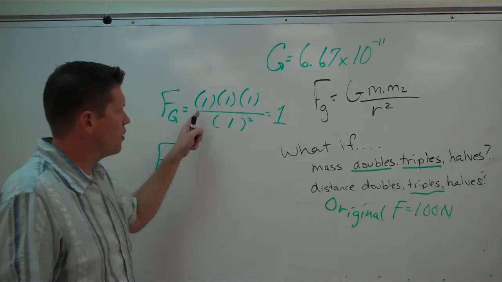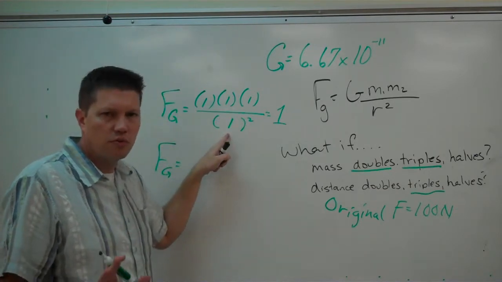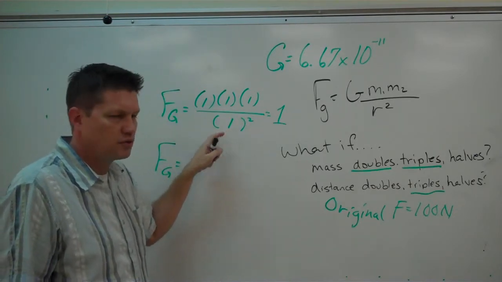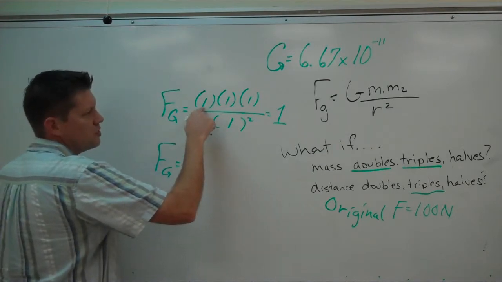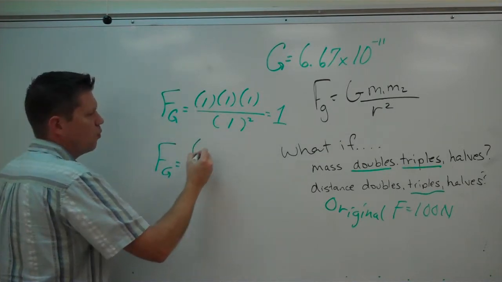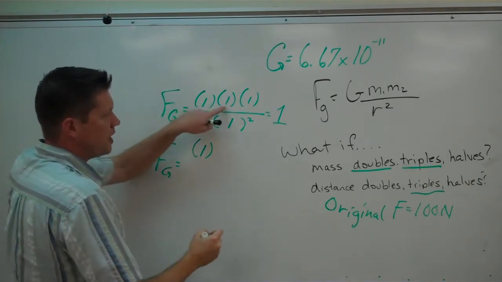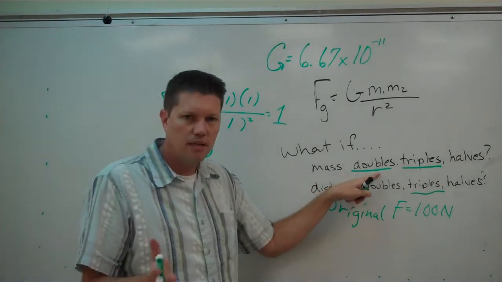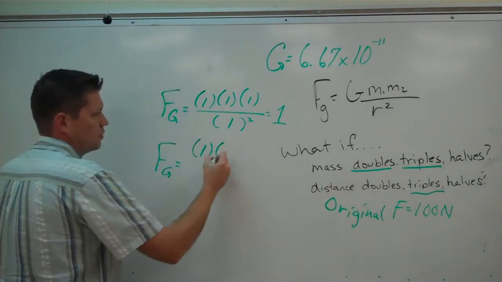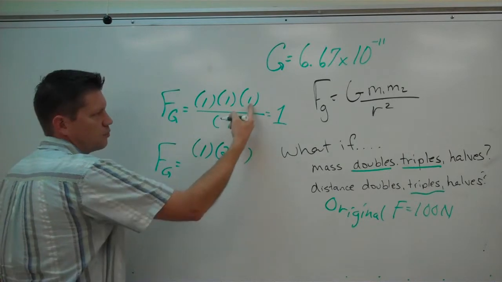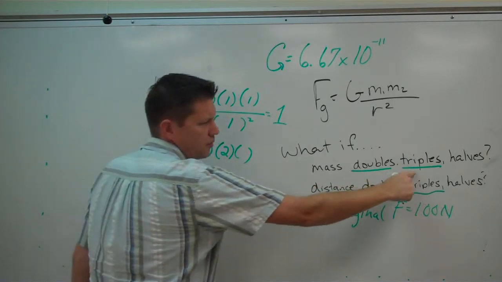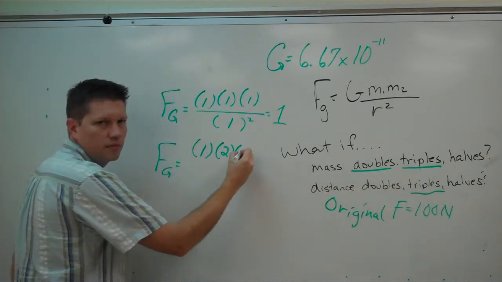So can we still use our trick with ones? Of course we can. It's going to be real simple if you do it this way. So what happens to G? It never changes. That's 1. My first mass, it was 1, but it doubled, so I need to call it 2. My second mass was 1. It tripled. Let's call it 3.